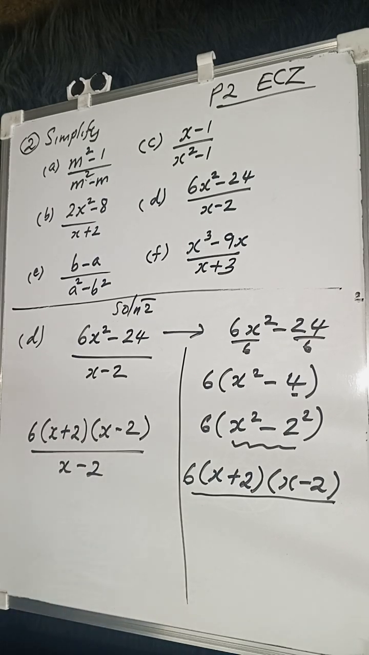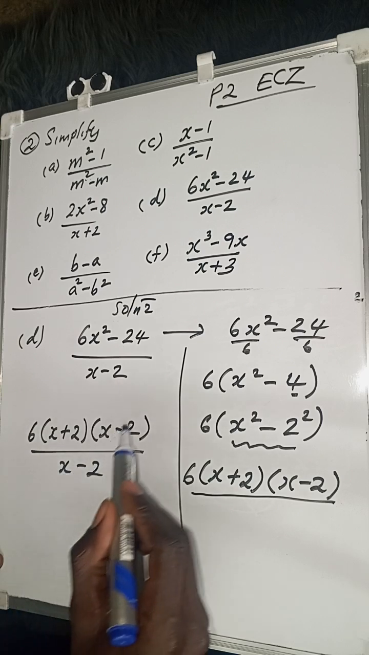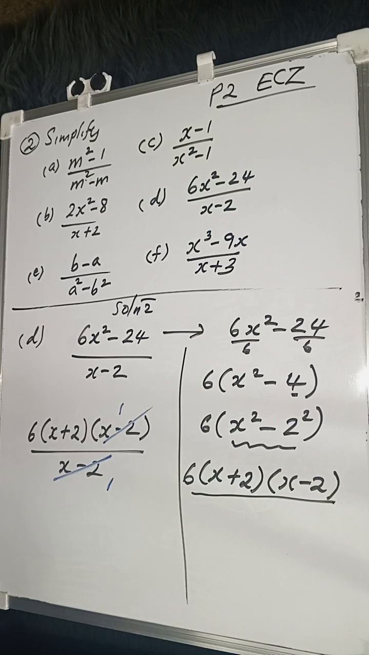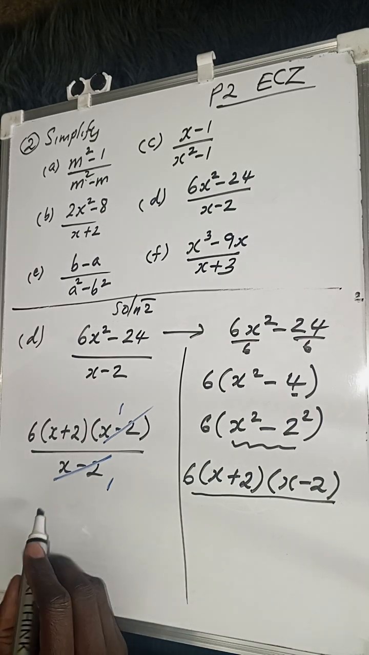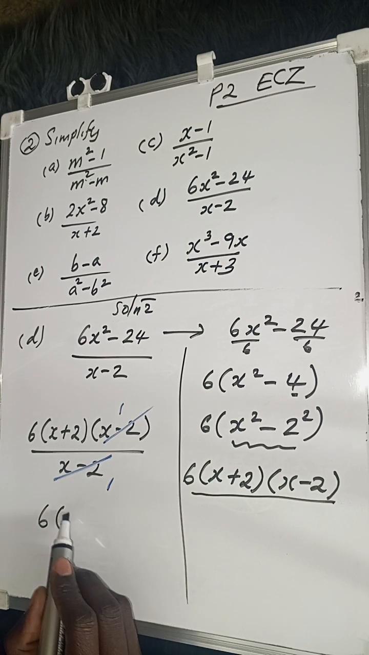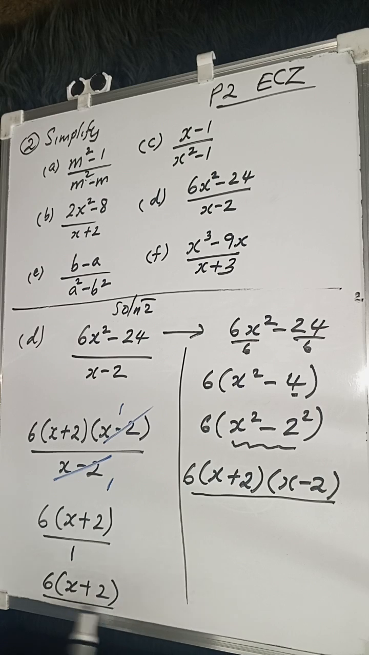Then you try to see, is there anything that can cancel out? The answer is again yes. There's x minus 2 over x minus 2, so there to give me a 1, there to give me a 1. So what am I remaining with on top? I have a 6 multiplied times this times 1, so it will be 6 multiplied by x plus 2. What have I remained with at the bottom? It's 1. Can 1 go into that? Yes, it will still give me 6x plus 2. So this is the final answer that you have there.